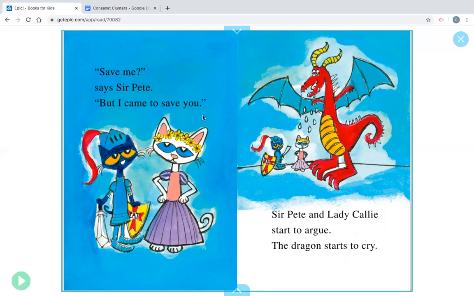Did we see the consonant cluster that we're looking for up here? I don't see anything up here. How about down here? I see dragon again.